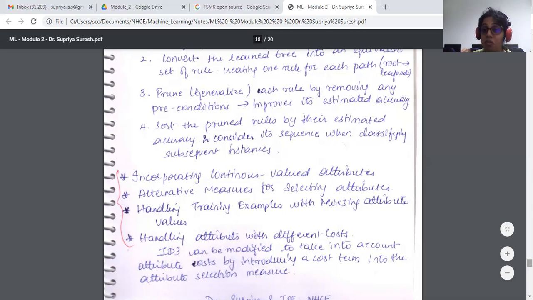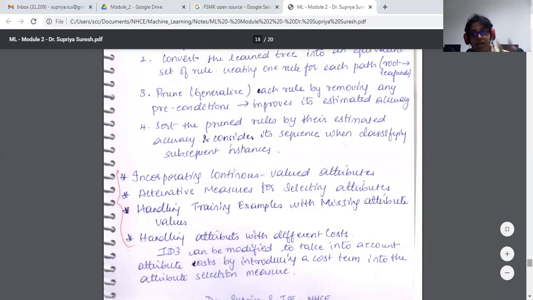Handling training data with missing attribute values: we saw how overfitting of data happens, and you can tell that even with noisy data, ID3 decision trees are very good at handling it. It handles training examples with missing attribute values as well. Handling attributes with different costs: some trees might have a very large depth, some a very large width, so ID3 can be modified to take into account the attribute cost by introducing a cost term into the attribute selection measure.